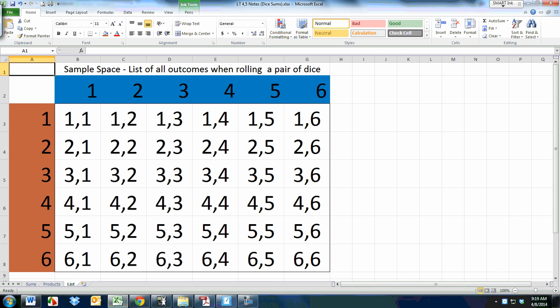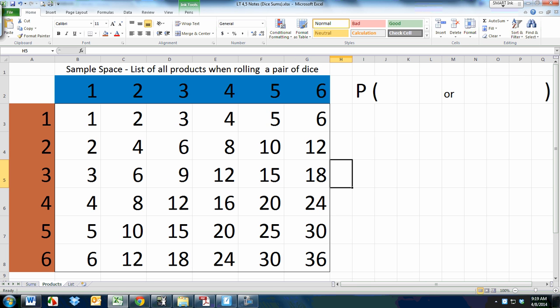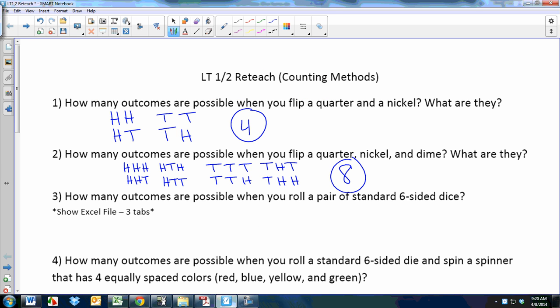A 1 and a 1, a 2 and a 1, a 3 and a 1, a 4 and a 1, and so on. Sometimes the probabilities that we've been working with ask us things about your sums when you roll these 2 dice. So there's a list of all of the sums you get for those outcomes. And sometimes they even ask about the products that you get when you roll 2 dice. But there's still 36 outcomes. Does that make sense? All right. So 36.